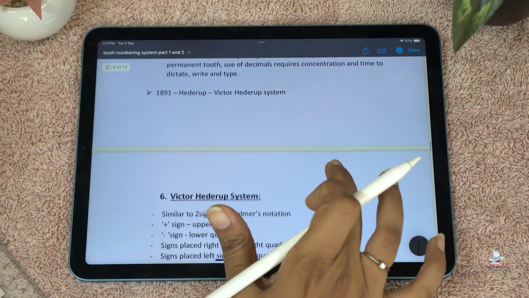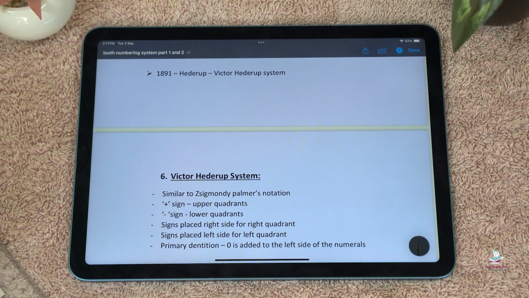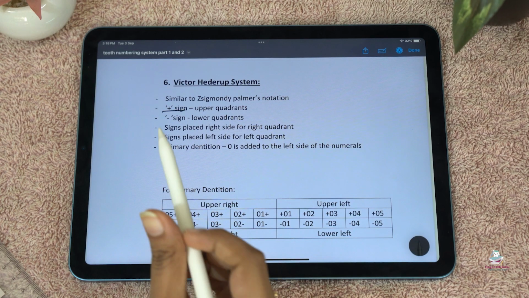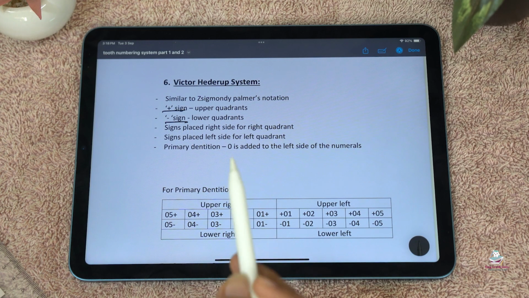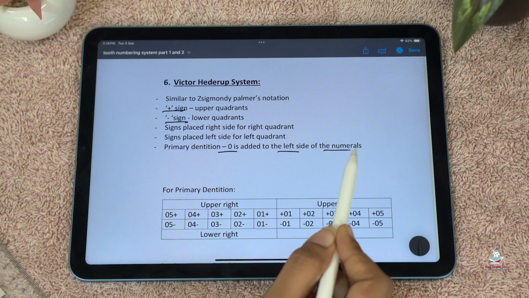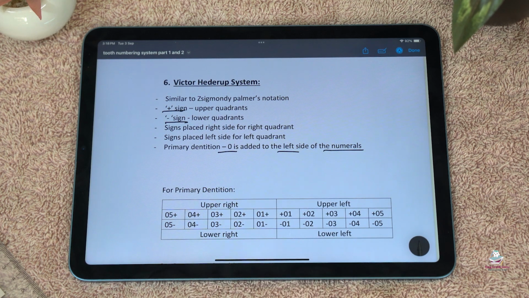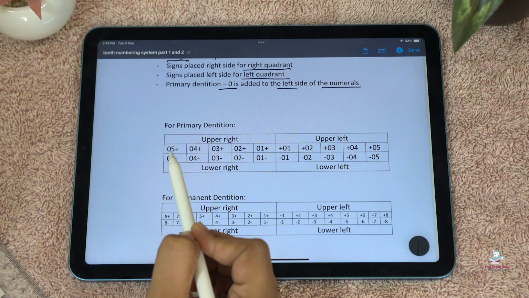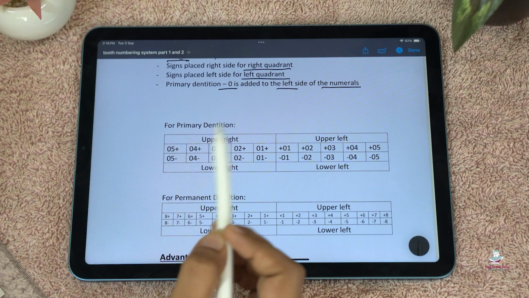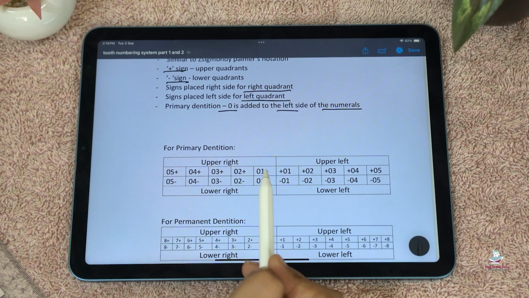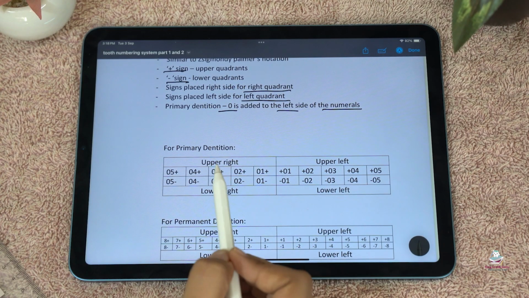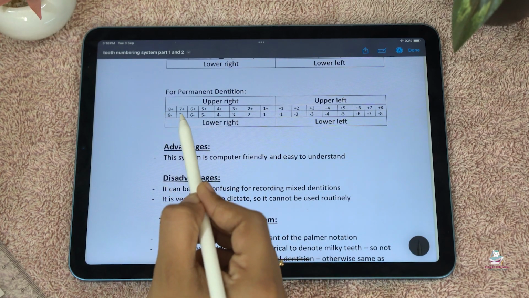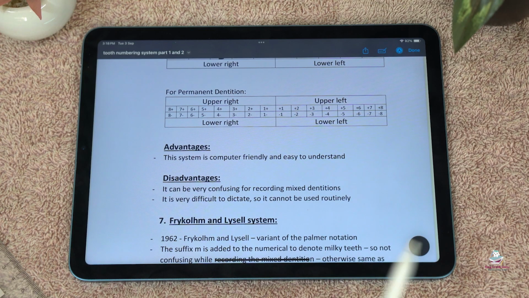Then in 1891, Haderup invented the Victor Haderup system, which is similar to the Zsigmondy-Palmer notation. They use the plus sign for the upper quadrant and the minus sign for the lower quadrant, plus they add a 0 to the left side of the numerals in the primary dentition. The signs are placed on the right side for the right quadrant and on the left side for the left quadrant. So for primary dentition they use 0, so 0 is added to the left side of the numerals, plus signs are placed on the right side for the right quadrant and left side for the left quadrant; the plus sign is for the upper and the minus sign is for the lower. It is the same for permanent, but no 0 is added because 0 is only for the primary dentition.